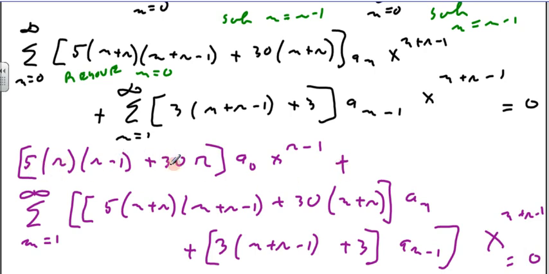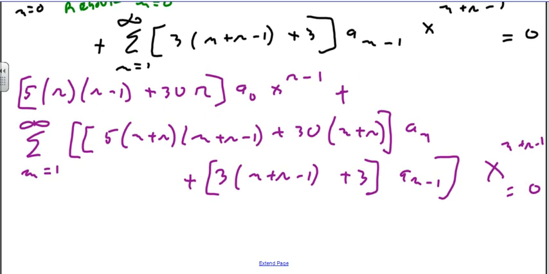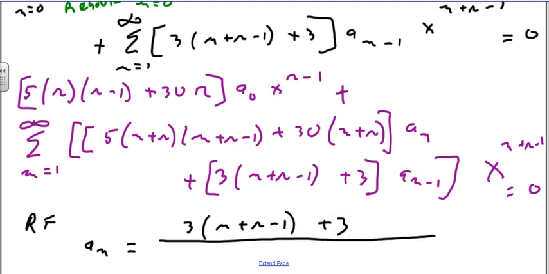Okay, look for any funny business up here. I have r squared plus 5r, so minus 5 and 0 are my r's, so there's nothing funny going on up there, so that's good. Always good to check. Okay, I have a recurrence formula. a n is equal to minus 3 n plus r minus 1 plus 3, divided by 5 n plus r times n plus r minus 1 plus 30 n plus r.